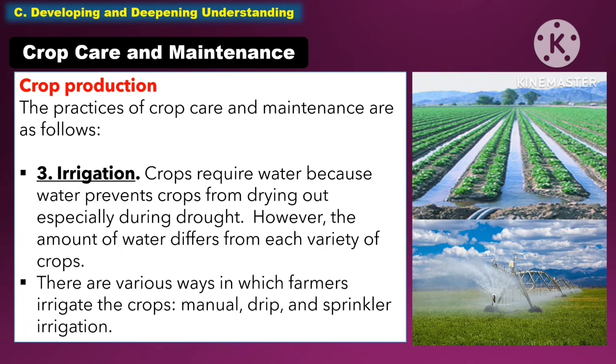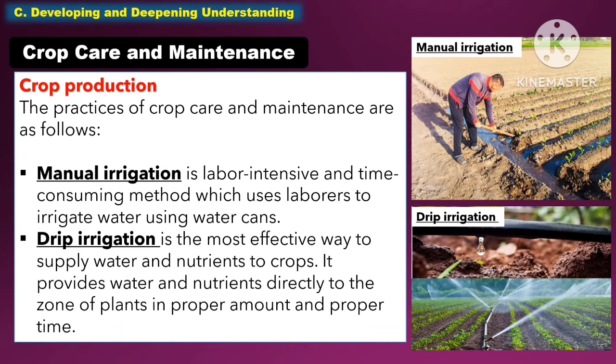Crops require water because water prevents crops from drying out, especially during drought. However, the amount of water differs for each variety of crops. There are various ways in which farmers irrigate the crop: manual, drip, and sprinkler irrigation. Manual irrigation is a labor-intensive and time-consuming method which uses laborers to irrigate water using water cans, whereas drip irrigation is the most effective way to supply water and nutrients to the crops.